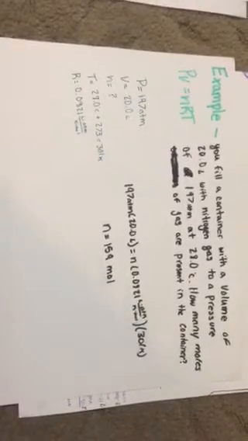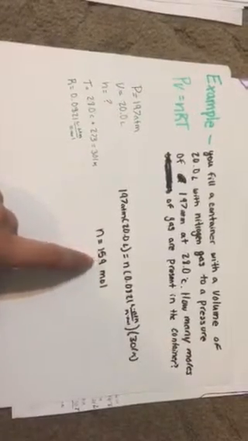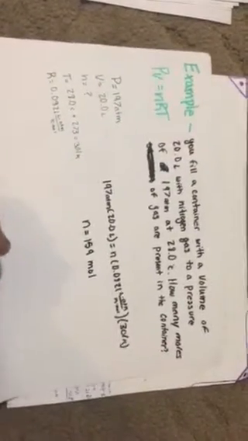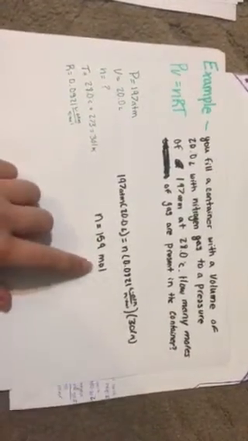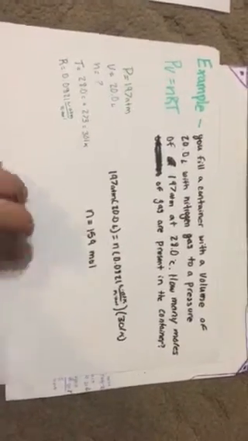Example: you fill a container with a volume of 20.0 liters with nitrogen gas to a pressure of 197 atm at 28 degrees Celsius. How many moles of gas are present in the container? Put in your variables, write down the equation, divide, solve it, and your answer is n equals 159 mol. Never forget your units so you know which one it is for sure.